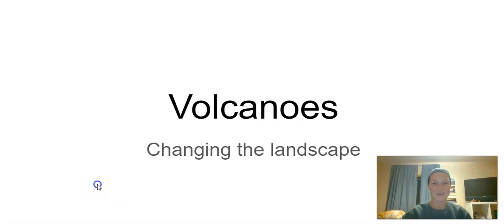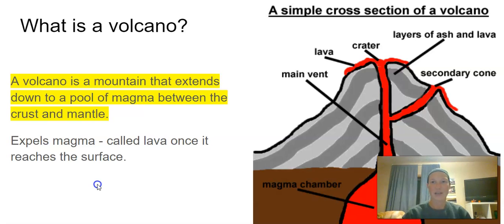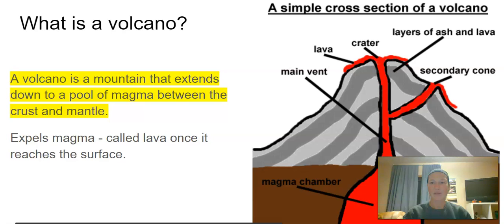All right. So what is a volcano? Let's start with the definition here. A volcano is a mountain that extends down to a pool of magma between the crust and the mantle. In our last video, we talked about the setup of our Earth and where the crust is. Remember, like a pizza, that's the outermost layer. Then the next layer down is the mantle, which is kind of the liquid magma of our Earth.